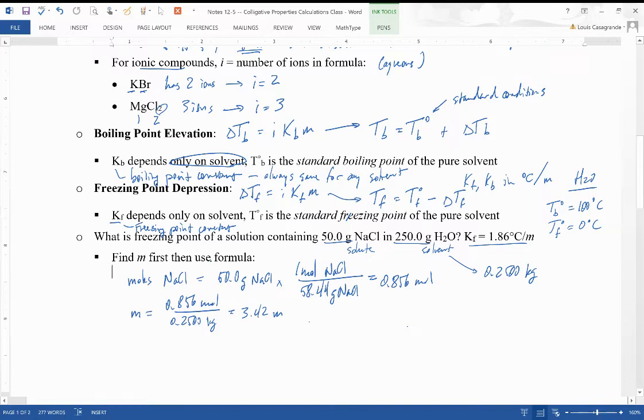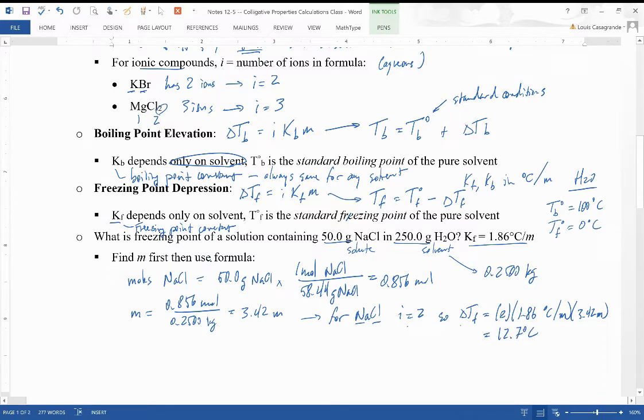Now, for sodium chloride, we have 2 ions, so the i factor is equal to 2. So the delta T_F is equal to 2 times 1.86 degrees C per molal times 3.42 molal. And our delta T_F is then 12.7 degrees C.